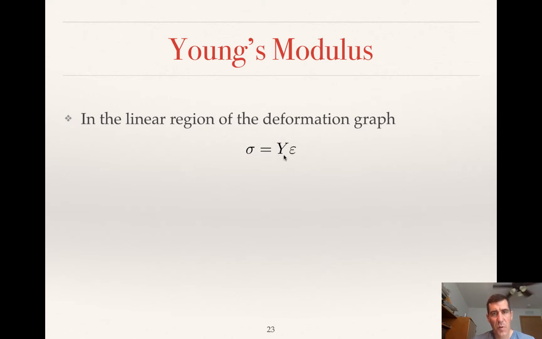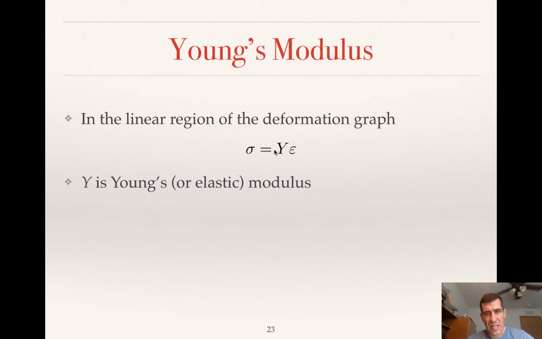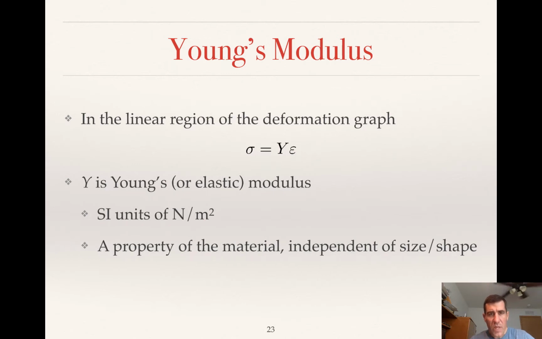And this constant of proportionality Y is called Young's modulus, or it's also sometimes called the elastic modulus. And in fact, some places use an E instead of a Y for this. Okay, and unit-wise, well, remember, strain is dimensionless. Stress has units of newtons per square meter, so the Young's modulus is going to have units of newtons per square meter. And it's a property of the material.